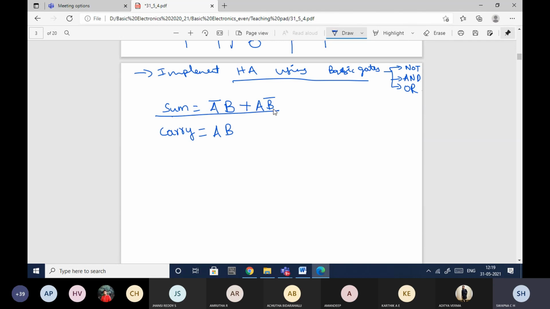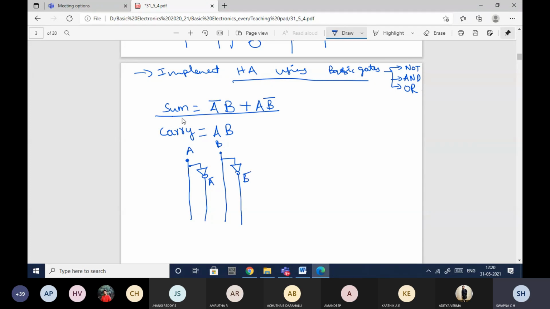First we'll try to get some circuit. I have A, and I need A bar also. Since I'm using basic gates, I will take a NOT gate, so here I'll get A bar. Next, B bar.